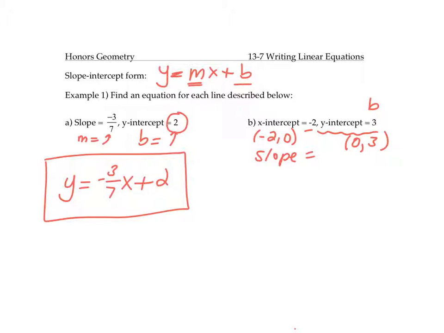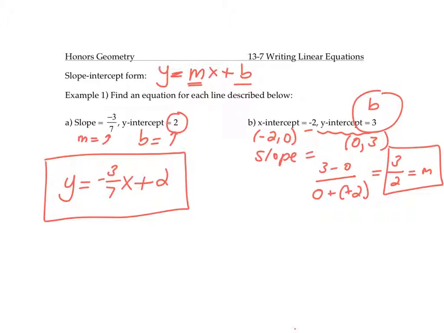So we want to do slope is equal to the change in y. I'm going to start with my 3. I'll do 3 minus 0. That's y2 minus y1 over x2, which is 0, minus x1, which is -2. Then clean that up a bit. 3 minus 0 gives you 3. 0 minus a -2 becomes +2, and there's our slope. Now write the equation, since you know the slope and the y-intercept. y equals 3/2 times x plus 3. That's it.